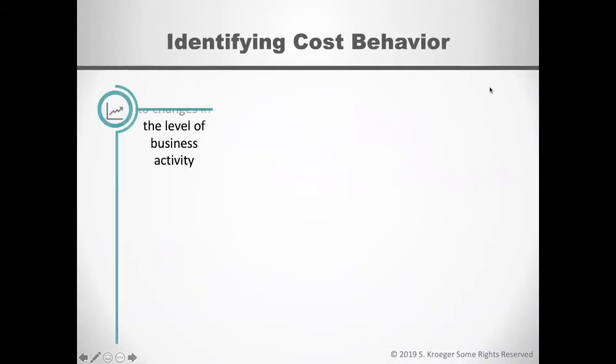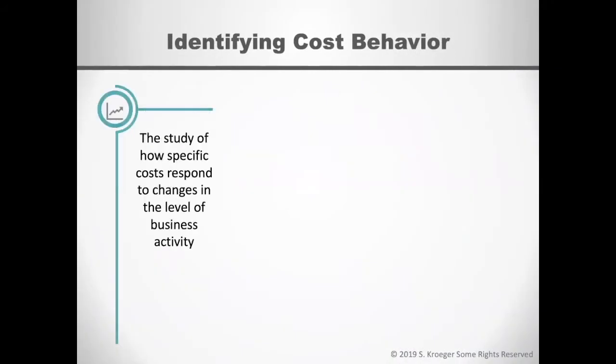We're going to begin by discussing costs. This is pretty similar to what we covered in chapter 18 when we discussed direct materials, direct labor, and factory overhead. Cost behavior is the study of how specific costs respond to changes in levels of business activity.